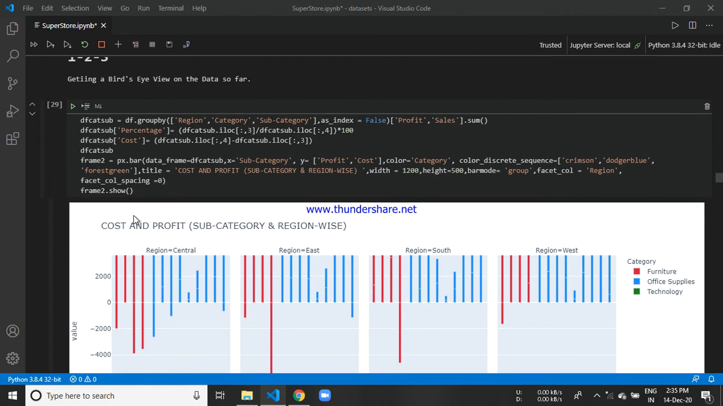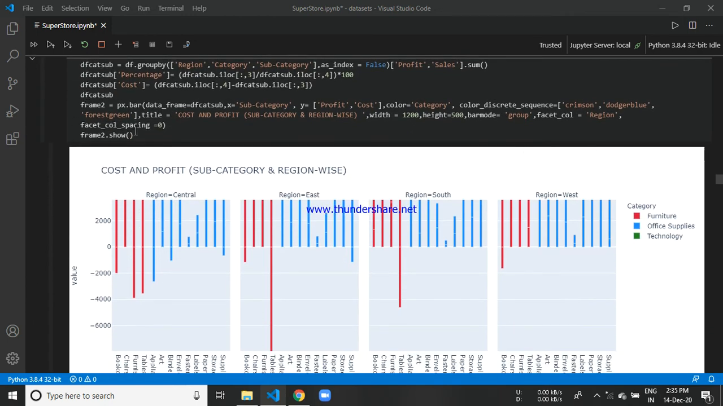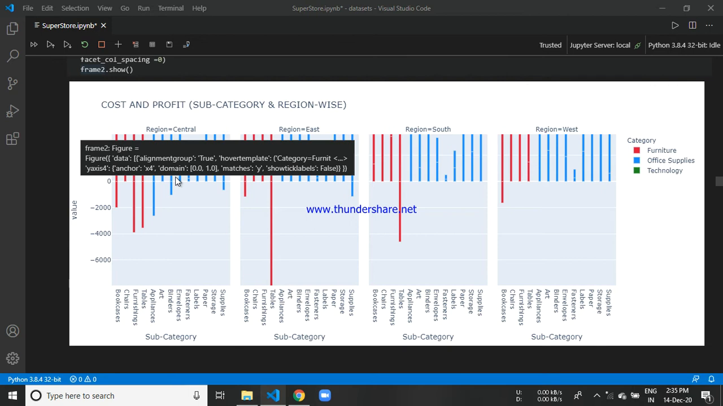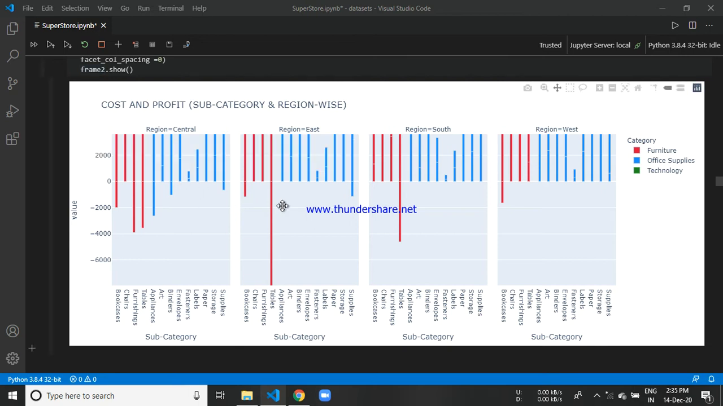Okay, so having a bird's eye view on the overall data that we have seen right here. The pink one is the furniture, the blue one is the office supplies, and I will show you the green one, that is technology. We can see that the pink one is so much in loss here. Even in the south category, the tables are having a loss.